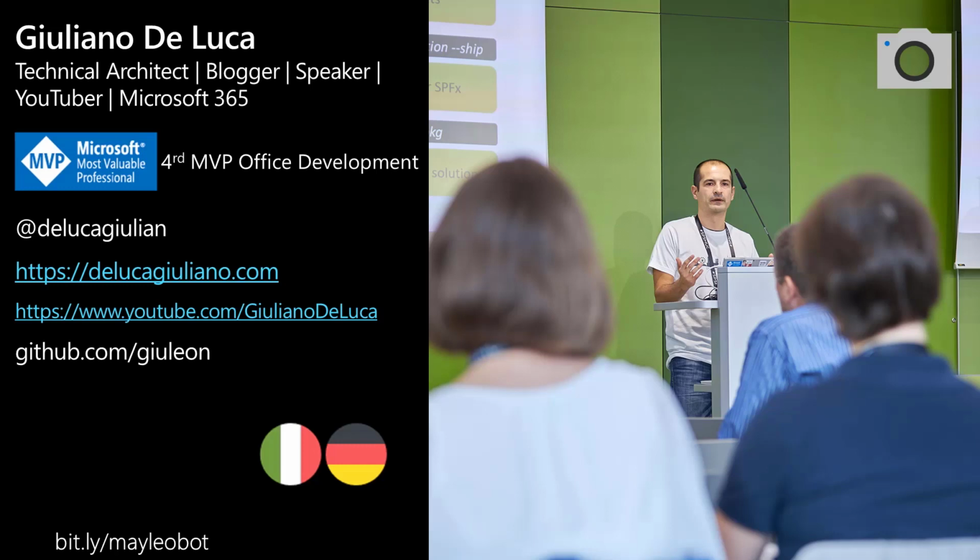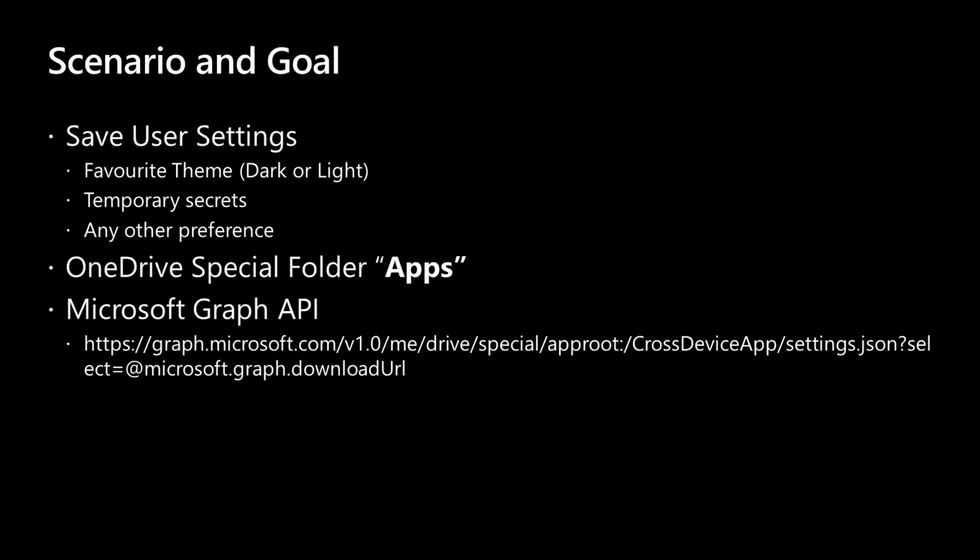Okay, let's move now with the solution. What I want to demonstrate today is how you can save user settings or preferences in OneDrive. There is a special folder in OneDrive called Apps where you can store data. This is a very common scenario when you deal, for example, with the favorite theme. So you want to make available the dark and light theme functionality on your application, or maybe you want to just store temporary secrets or any other user preferences. This is a very nice approach.